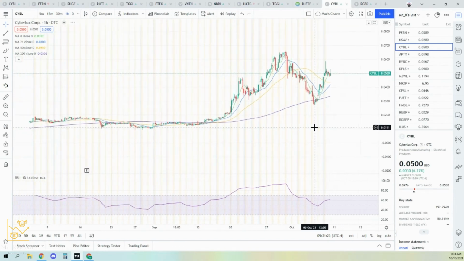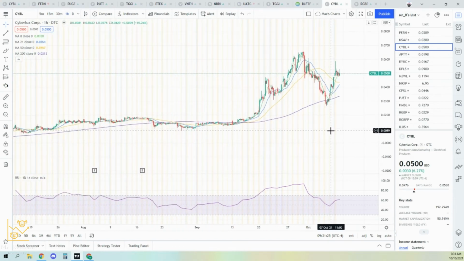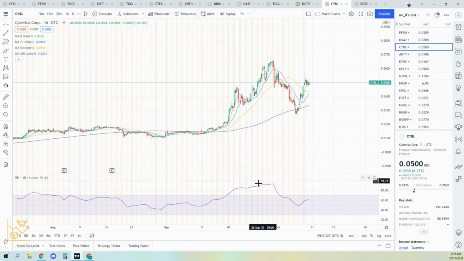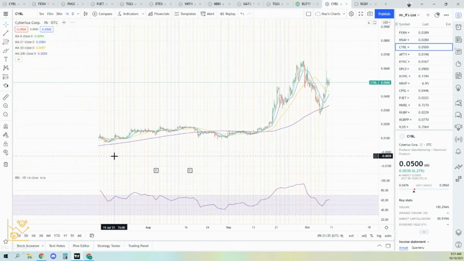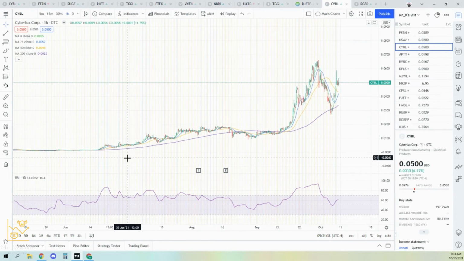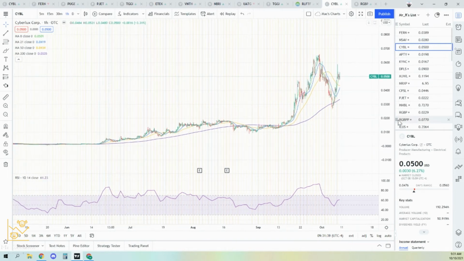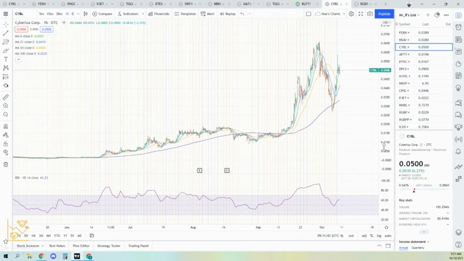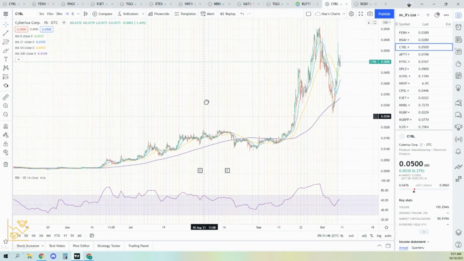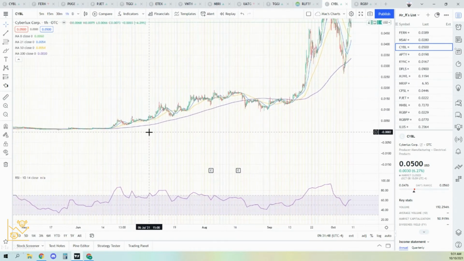All right, so from our hourly perspective of CYBL, I have kept on the daily RSI because I like it that way. I find it more accurate. But let's look at the difference on this chart with both of the long-term and short-term indicators on the hourly chart. It's a lot different than the daily one.